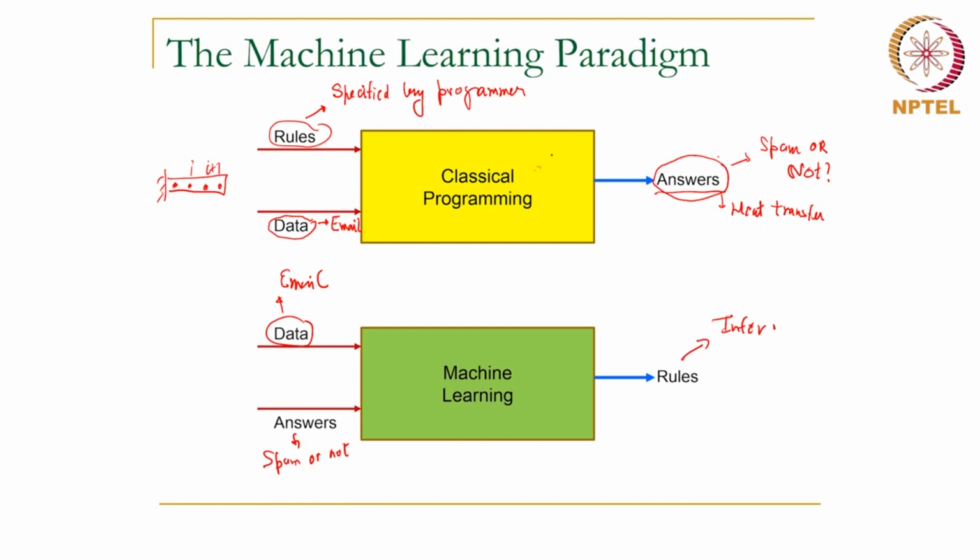So the idea is, I give you the email, I give you the answers. After having seen a bunch of these, can you tell me what were the rules? How do I determine? And after you have learned the rules, then you do a simple classical program to run it. As I told you, the reason we use it is sometimes the rules are very hard to infer or for you to understand explicitly. So this is learned implicitly through this idea of giving both data and answers.